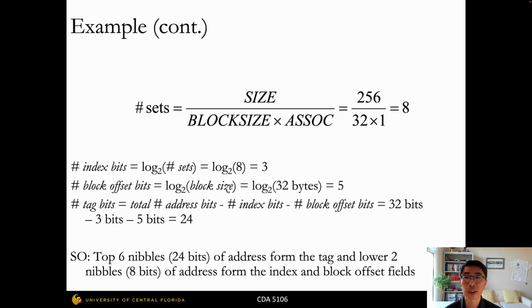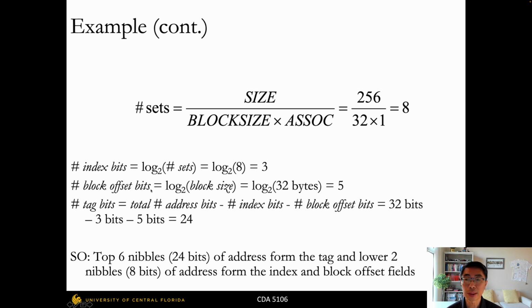First, we will use the formula to calculate the number of sets. In this case, we divide the size by the block size and associativity. So we divide 256 by 32 and by 1, because it's a direct map cache, and we find it's 8. So there are 8 sets in the whole cache. Now we are ready to find how many bits are used for the index, which is the log base 2 of the number of sets. The log 2 of 8 is 3, so we use 3 bits for the index.